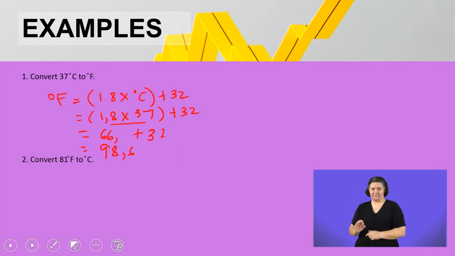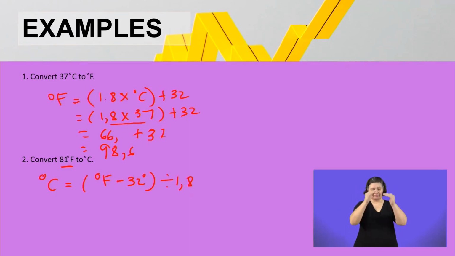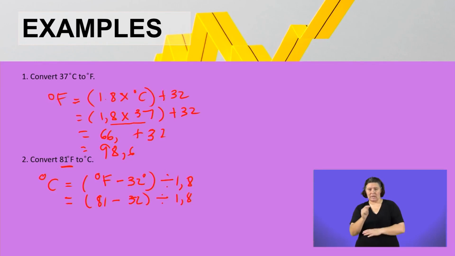Let's look at another example here. The second one, I'm saying convert 81 Fahrenheit to degrees Celsius. So this time around, I'm changing, right? So step number 1, formula first. So what is the formula? So I'll say degrees Celsius equals to, open bracket, degrees Fahrenheit minus 32 degrees. Then I'll say divide by 1,8. Right? So step number 2, I'm going to substitute into this formula. I'm saying here that it's 81 Fahrenheit minus 32 degrees divide by 1,8.